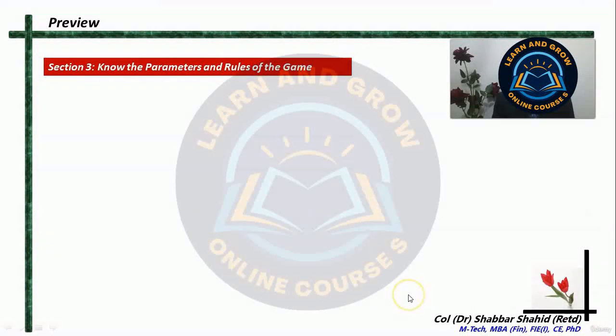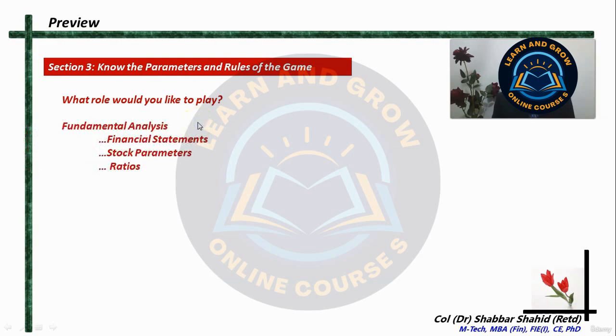Then in the third section, we'll talk about some parameters and rules of the game. When you enter the stock market, you should know certain things. In the first step, we shall talk about what role would you like to play. Like we have seen about various players in the previous section. In this section, we will decide what role you would like to play. A trader or an investor. Alright. And then we shall talk something about the fundamental analysis. And within the fundamental analysis, we shall talk something about the significance of financial statements, then the stock parameters and some ratios of the stocks.